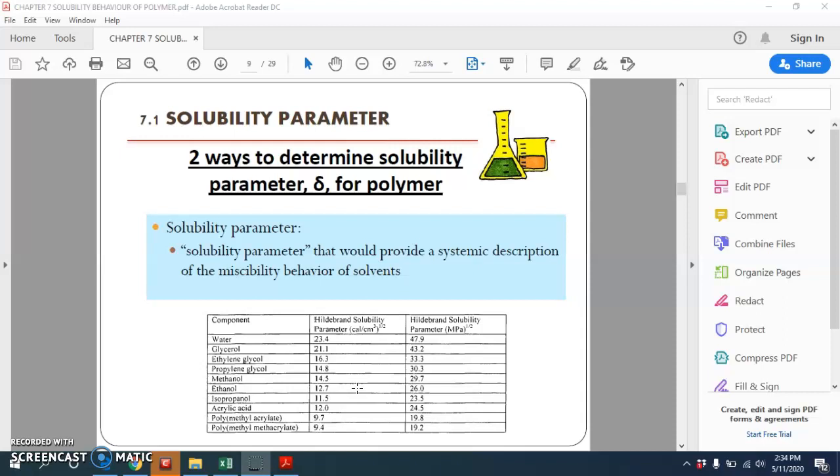Okay, a solubility parameter that provides a systematic description of the miscibility behavior of the solvent is given in this table, which uses the Hildebrand solubility parameter. The Hildebrand solubility parameter is for non-polar material.